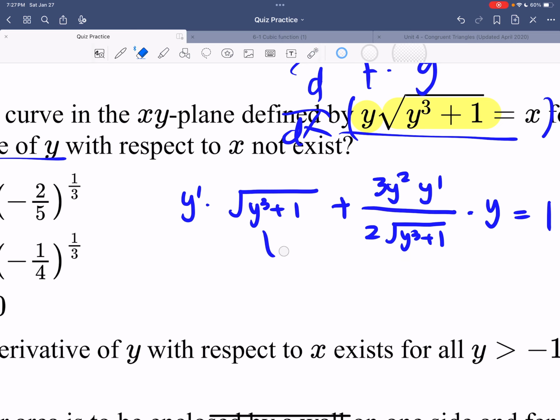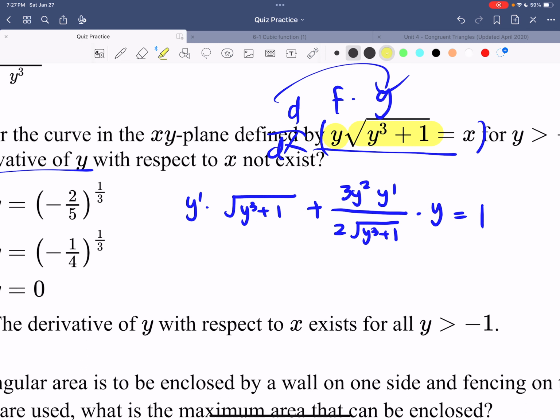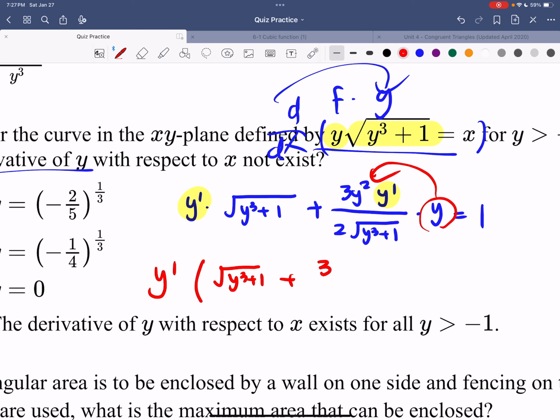But I just figured that instead of doing this, let's factor out y prime because this one is on the top. This one is on the top as well. So I think this one is gonna be better. So let me factor this one out. Y prime times the square root of y to the third power plus 1 plus y times y squared, which is going to be 3y to the third power over 2 y to the third power plus 1, okay? And that is equal to 1.